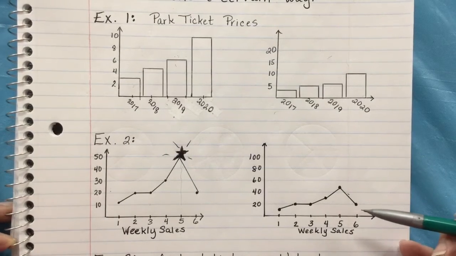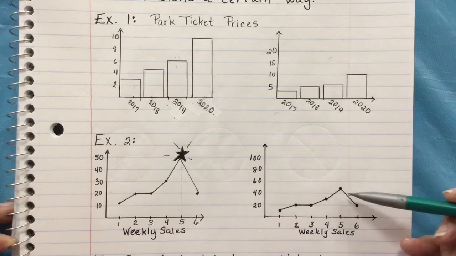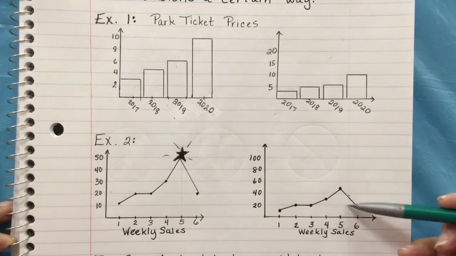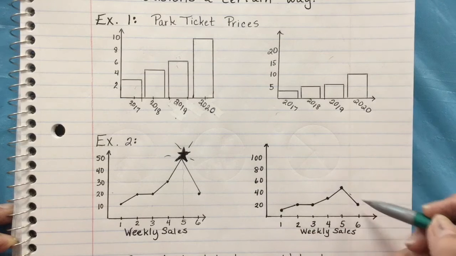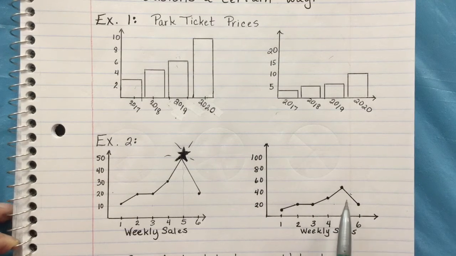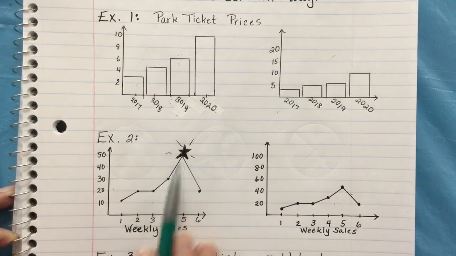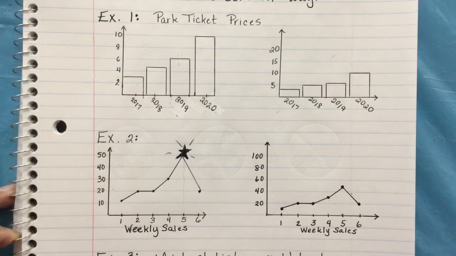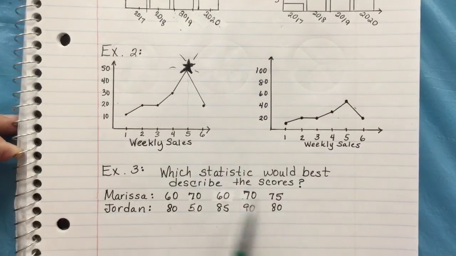Now, on this one, you can see that the scale is different, and this makes it seem as if there wasn't a whole lot of change in the weekly sales. There was a little bump, but then it's right back down to where it is. So if you're somebody who wants to say the weekly sales have stayed steady, this graph would show that better. This one would be more for people who want to promote the fact that there was a huge increase in sales there.